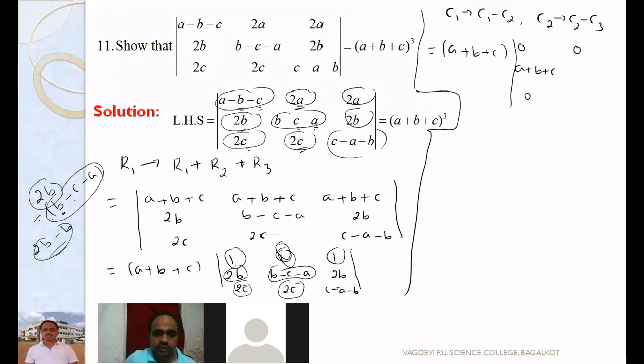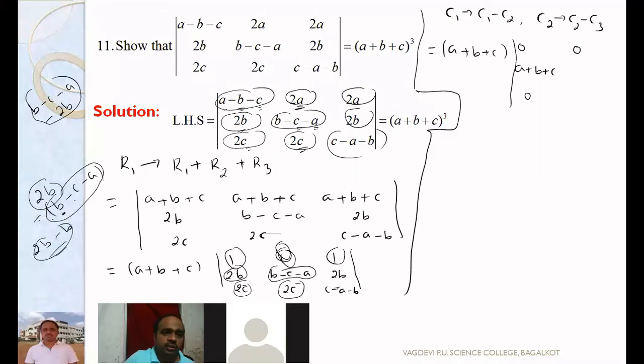Then yes, difficulty comes here. C2 minus C3. C2 means B minus C minus A. C3 means minus 2B. So B minus C minus A minus 2B. I'll write in the margin here. Rough work you have to do. Nobody can write directly. B minus C minus A minus 2B.